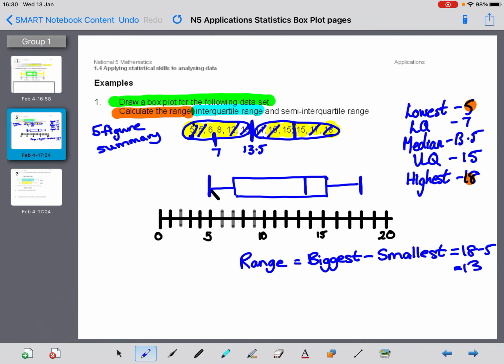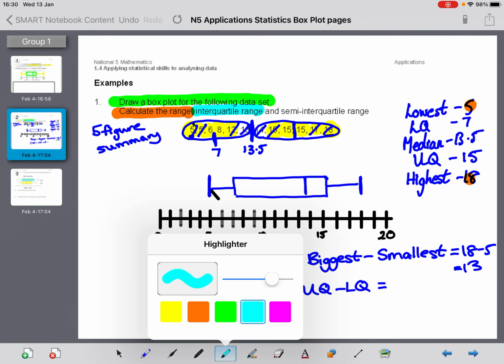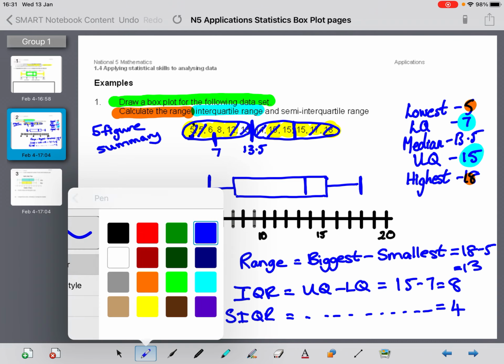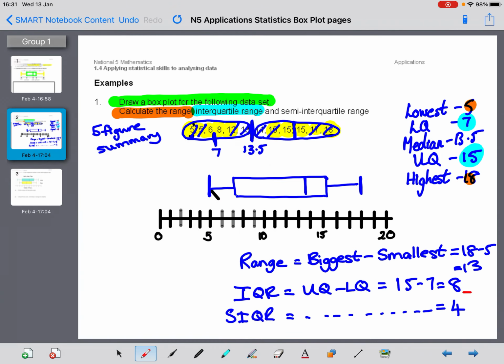Next bit, the interquartile range. The interquartile range, you should know, is the upper quartile take away the lower quartile. So I'm going to get those numbers from over here, the lower quartile and the upper quartile. 15, take away 7, and that is 8. And then the semi-interquartile range, remember a semicircle is half a whole circle. So we work out the interquartile range and we divide it by 2. So half the 8 to make the 4.